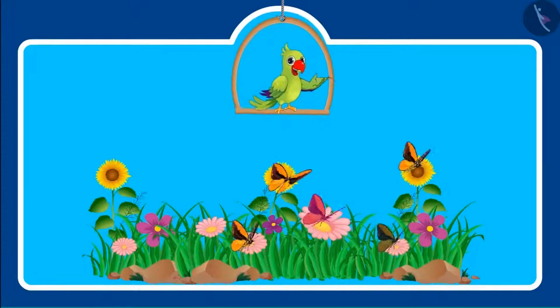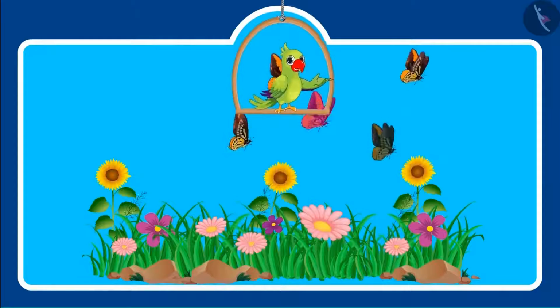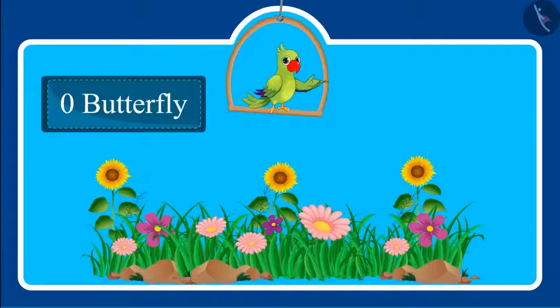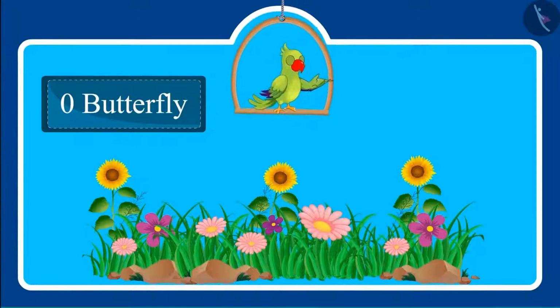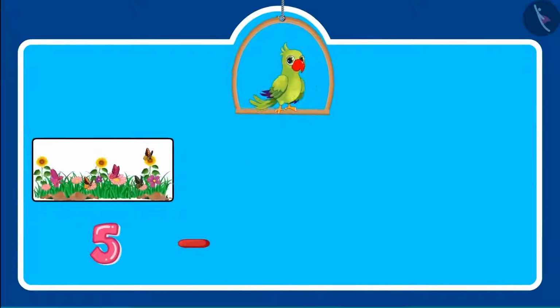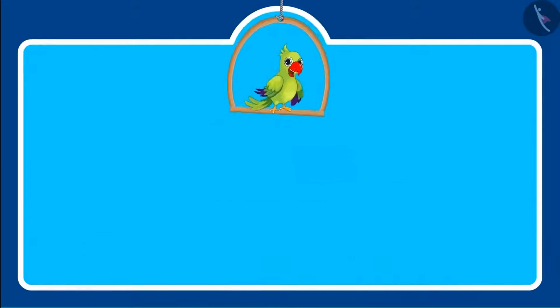So children, now can you tell me, if out of the 5 butterflies, all the 5 butterflies flew away, how many butterflies are left? There is not even a single butterfly left on the flower. This means 0 butterflies were left. You also got the same answer, right? Very good. So children, did you see that if we subtract 5 from 5, then 0 is left?